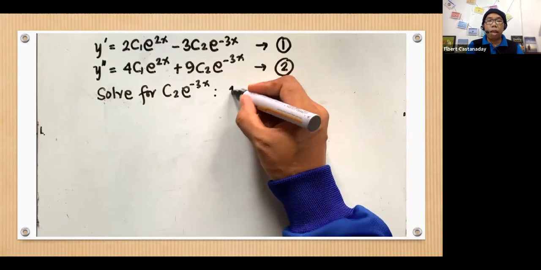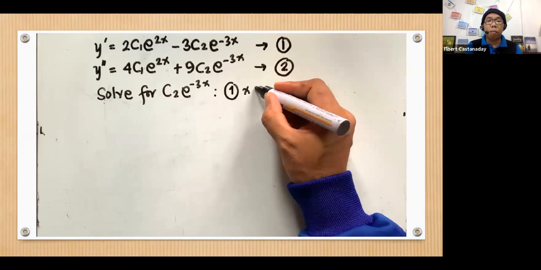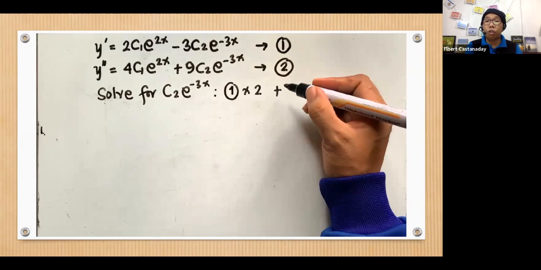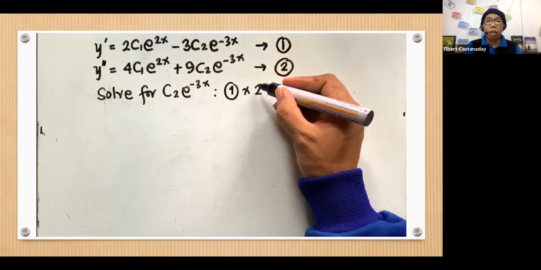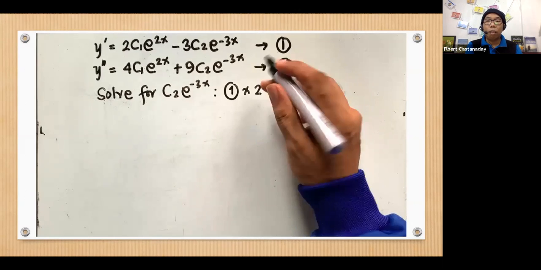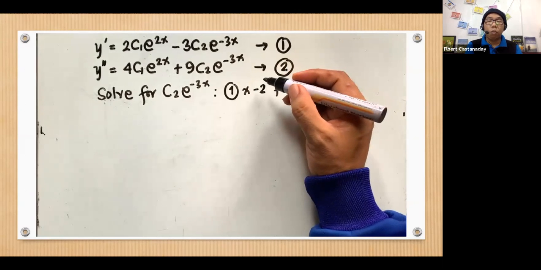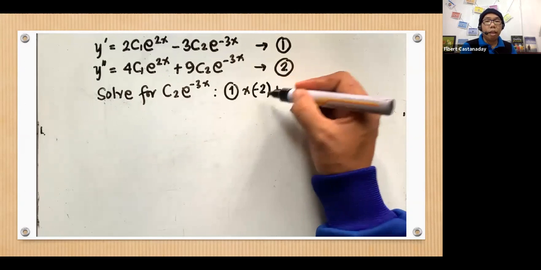Now, so to do that, we will multiply the entire equation 1 by, so ano yung gusto mo? Pwede mo kasing i-subtract yung dalawang equations, di ba? Provided that pareho yung coefficients ni e raised to 2x. Okay? So it's either you multiply it by 2 and then subtract equation 2, or you multiply equation 1 by minus 2 and then you add equation 2. Okay, para magkaiba sila ng sign. So here we multiply equation 1 by negative 2 and then we add equation 2 after.